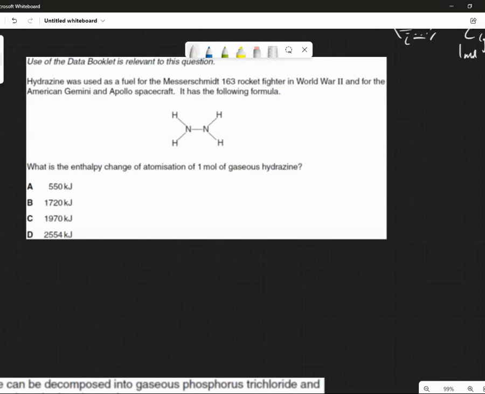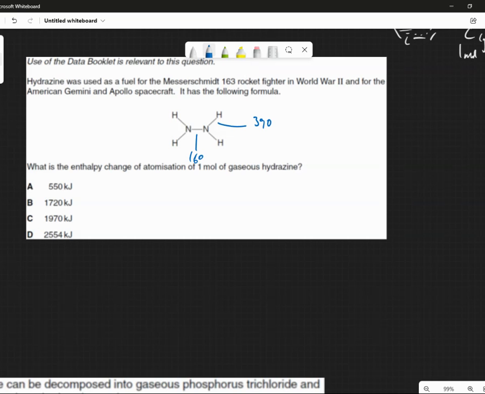Okay, so what bonds do I need? I need the NH bonds. According to my data booklet, the NH bond has a bond energy of 390. And a nitrogen single bond nitrogen is 160, apparently. So this one is 160. Okay, so that's all I need. Let me turn the data booklet down for a bit.